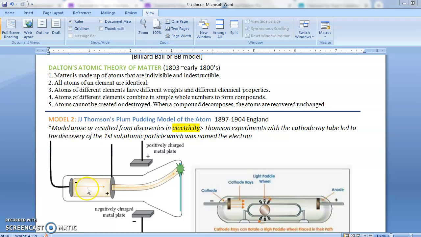They called that ray going through the tube the cathode ray because it started on the negative terminal, which is called the cathode, and it moved towards the positive terminal in the circuit, which we call the anode. So it was called the cathode because of where it came from.